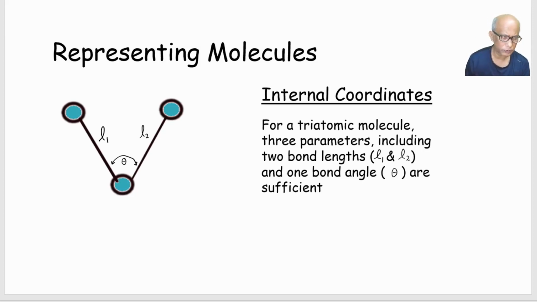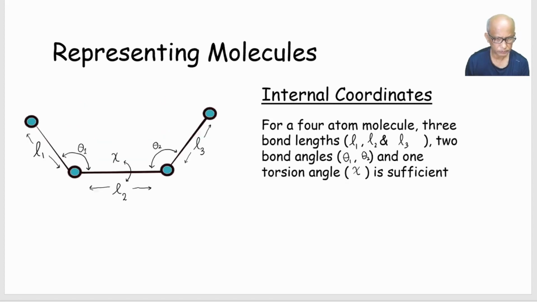Now what happens if we have 4 atoms? Of course again, as usual, we have 3 bond lengths, L1, L2, L3, and we have 2 bond angles, theta 1 and theta 2. But that is not enough. What we need is something called a torsional angle, which we call chi out here.